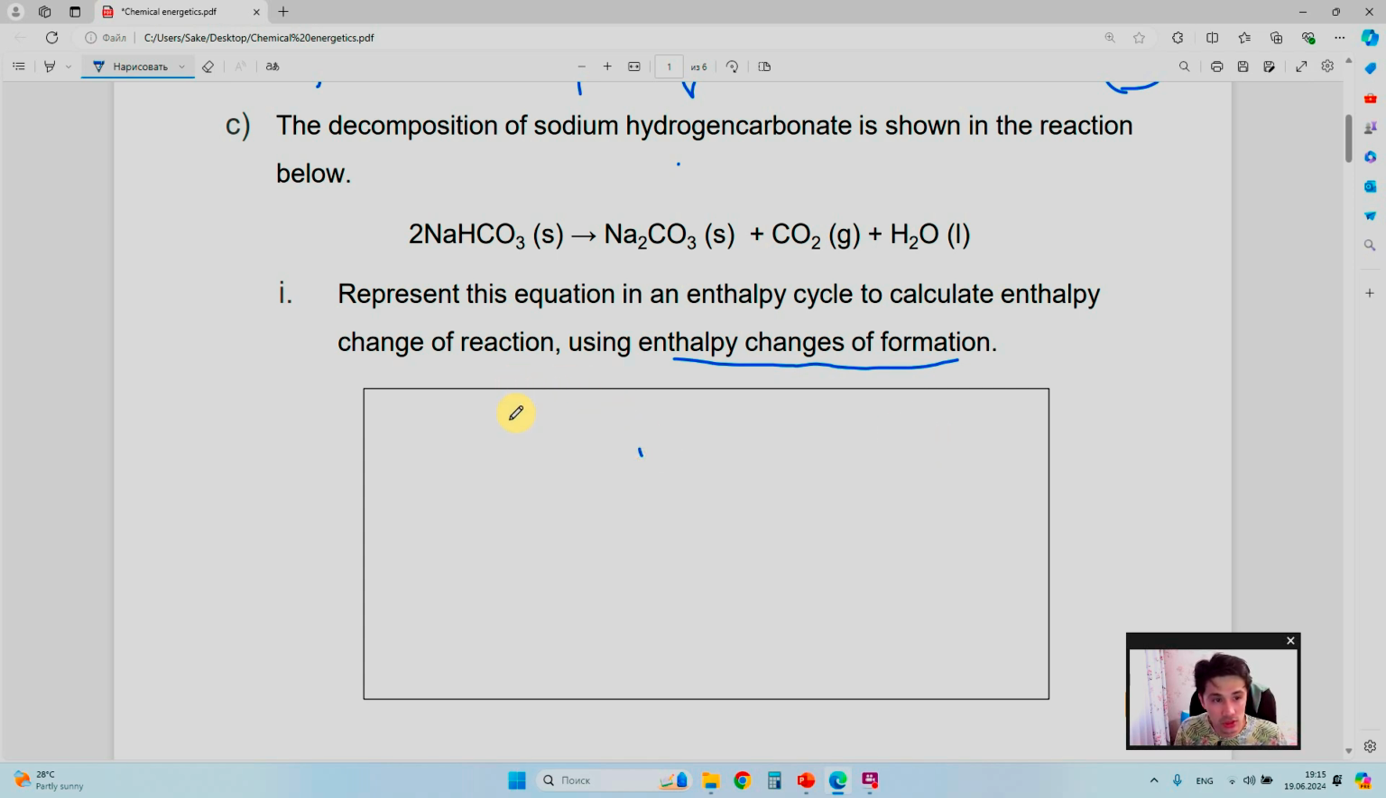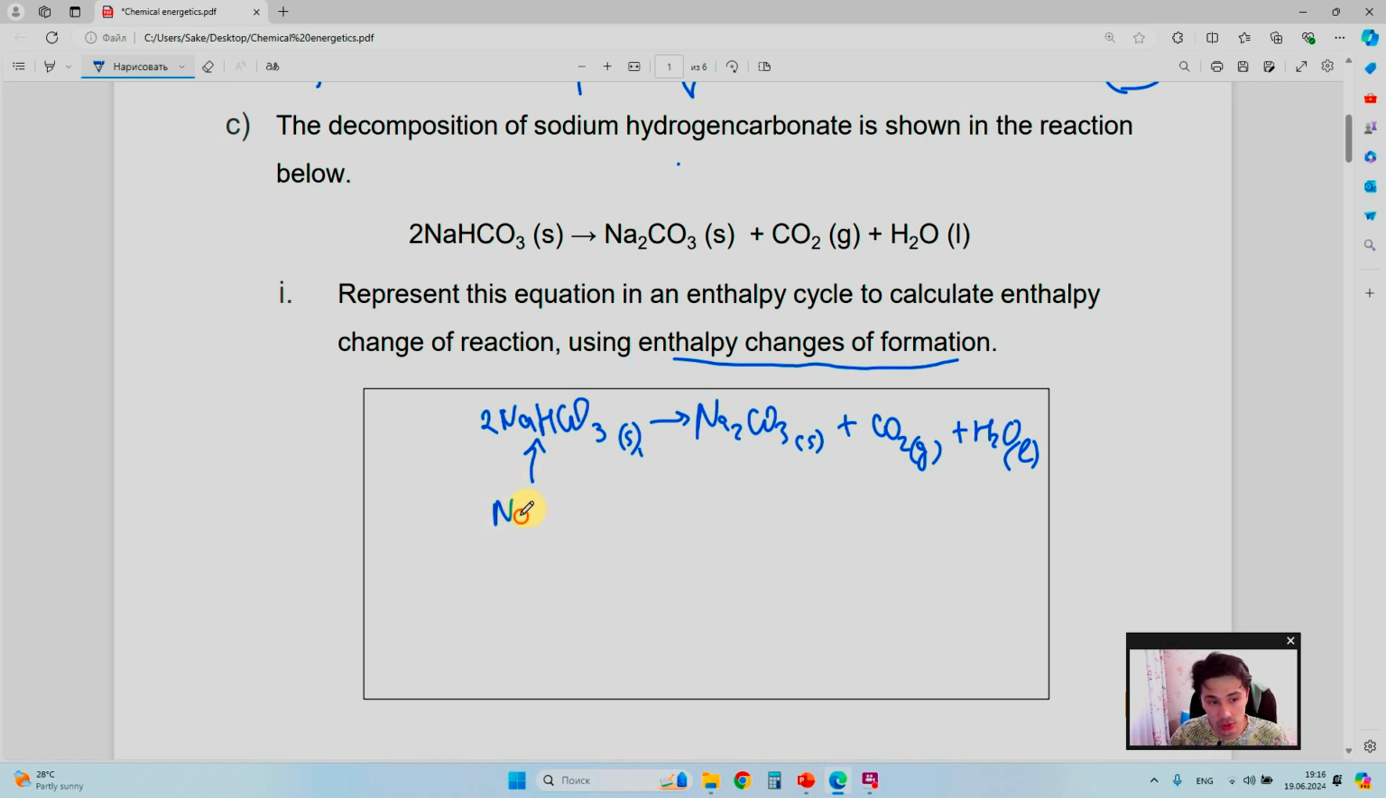So you can just start writing this equation first. Just copy paste, then show how would you make each substance in that reaction. So how would you make sodium hydrogen carbonate? So you need to take all of the elements in their standard state.